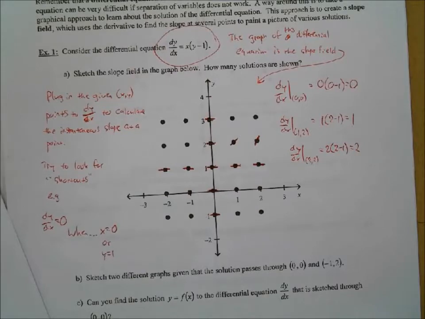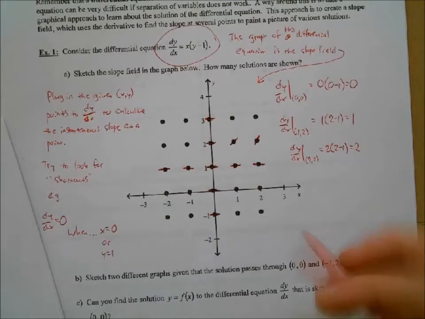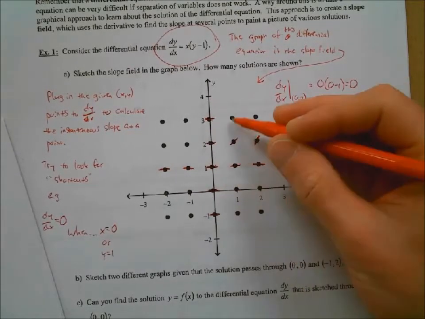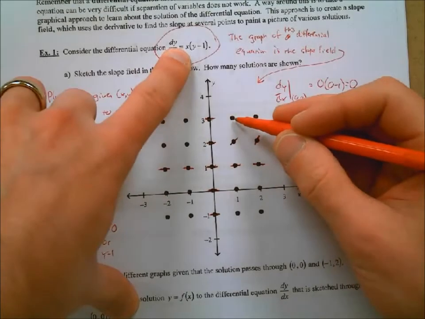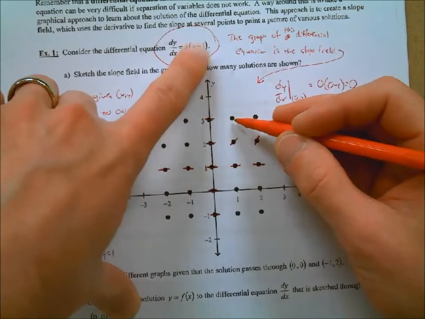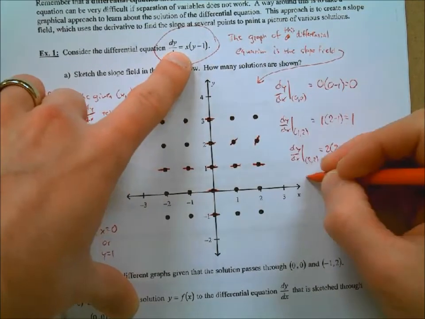We don't need to keep doing these, but for example, the derivative evaluated at 1, 3. So I plug 1 in for my x, that's going to be 1. 3 minus 1 is 2, so it's 2 times 1. Actually, maybe I'll write this one out.